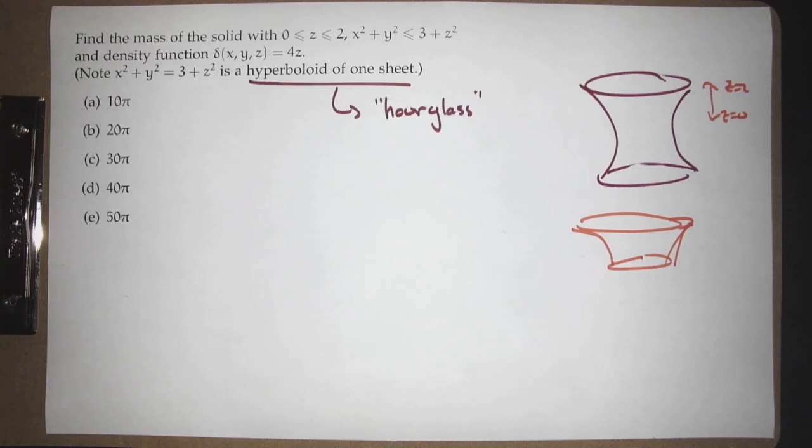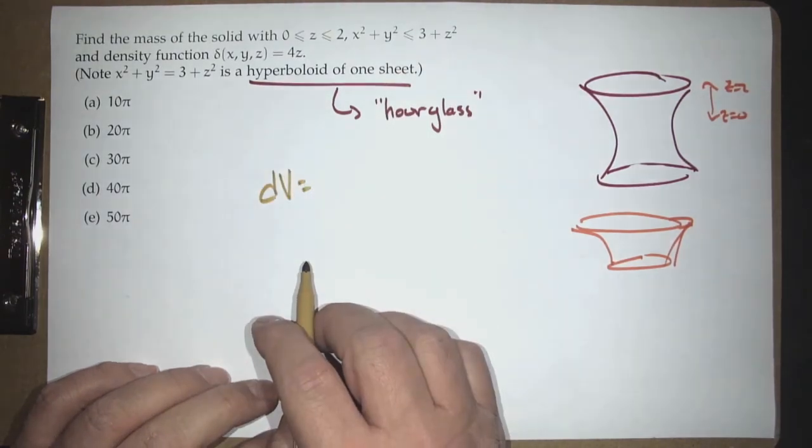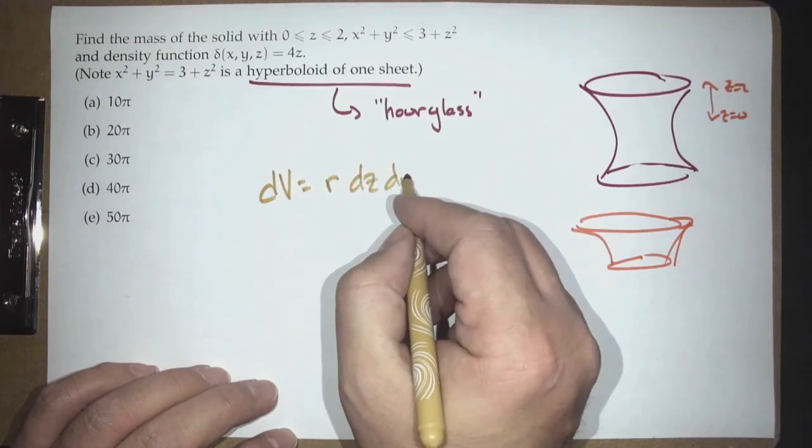What else do we know we should be doing? Well, polar is two-dimensional. We need something three-dimensional. So we need cylindrical coordinates. Okay. All right, so we know this problem will involve cylindrical coordinates. When it comes to cylindrical coordinates, what's dV? r dz dr d theta.